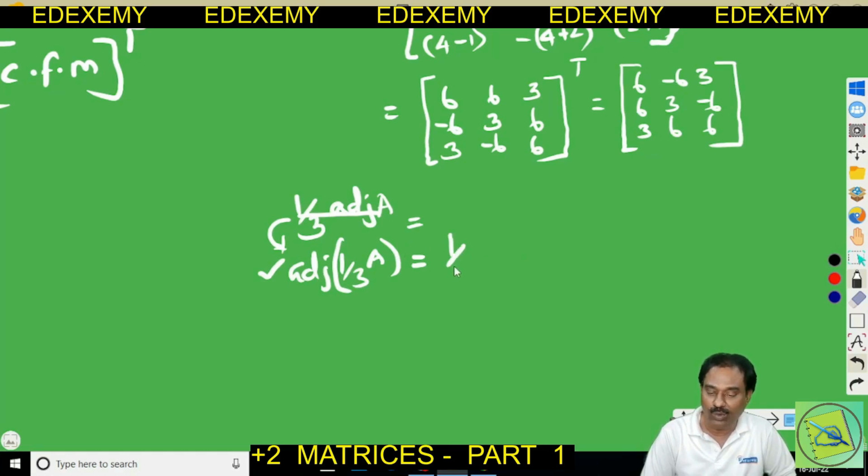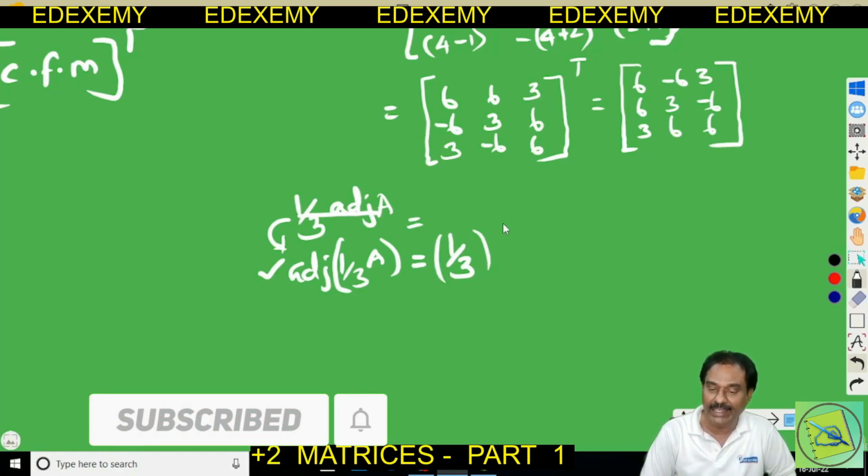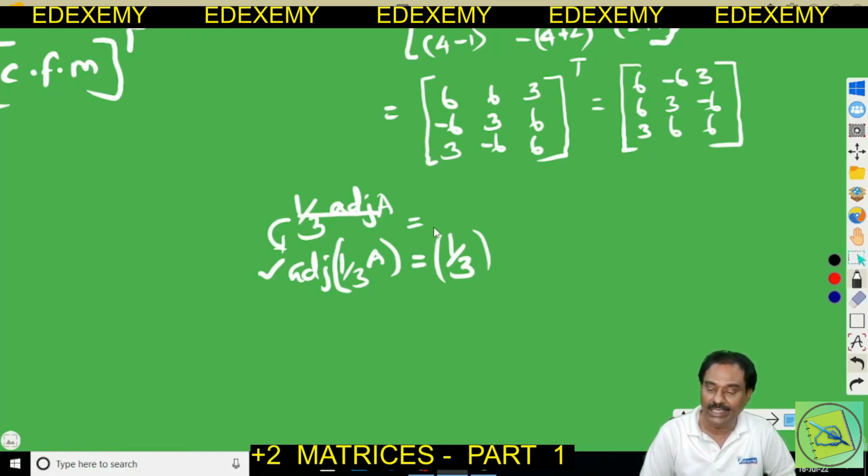Now, if we take lambda outside, lambda here is 1 by 3. If you take 1 by 3 outside to the power of n minus 1, what is the order of this matrix? In the first year, you have learnt how to find the order. This matrix is 3 by 3, 3 rows and 3 columns. Therefore, the order is 3. To find the order, the matrix should be a square matrix. What is a square matrix? If the rows and columns are equal, then it is called a square matrix. Here it is 3 by 3. Therefore, 3 is the order, so n is equal to 3.